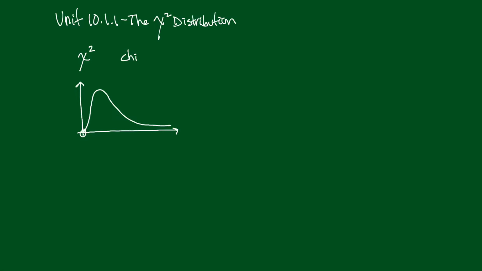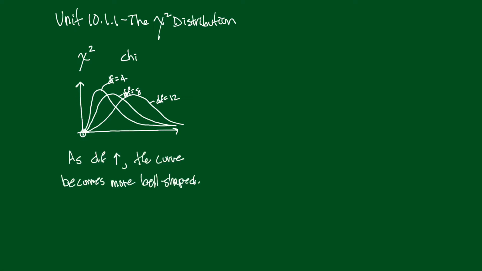And actually the curve that you get depends on the number of degrees of freedom. So this one here might be, let's say, df, degrees of freedom, might be like 4. If the degrees of freedom goes up, the curve gets a little bit less skewed like this. This might be, say, degrees of freedom equals 8. This one here might be degrees of freedom equals 12. And as the degrees of freedom goes up, the curve becomes more bell-shaped.